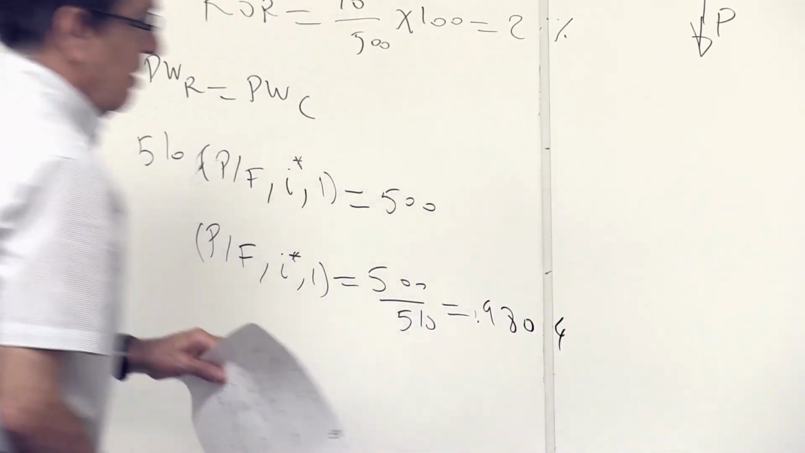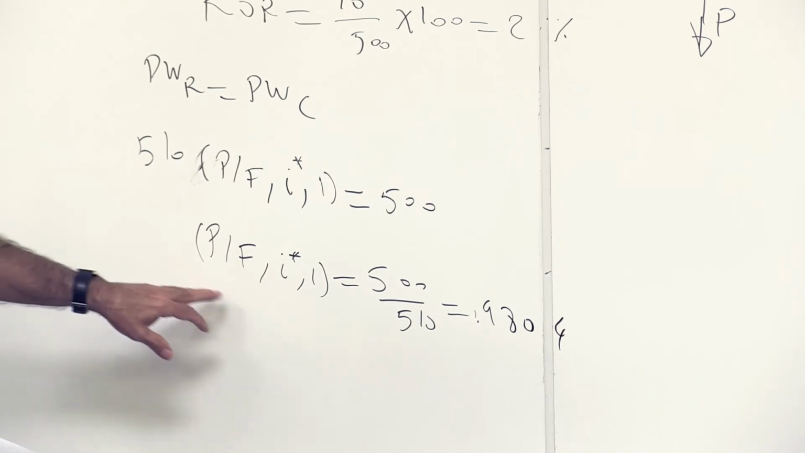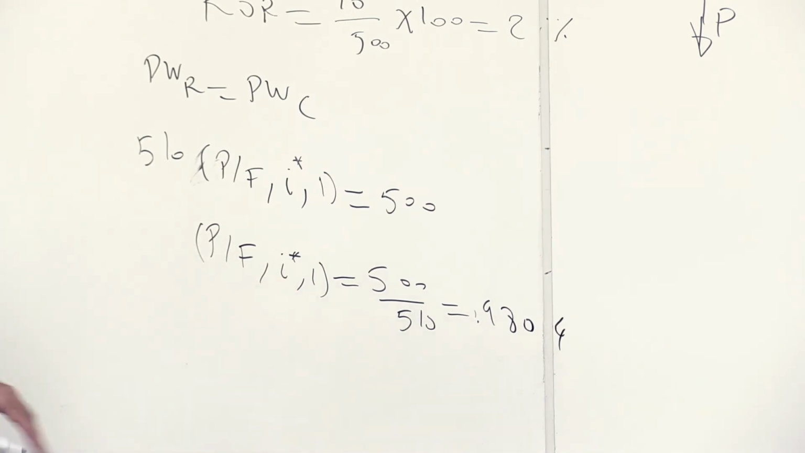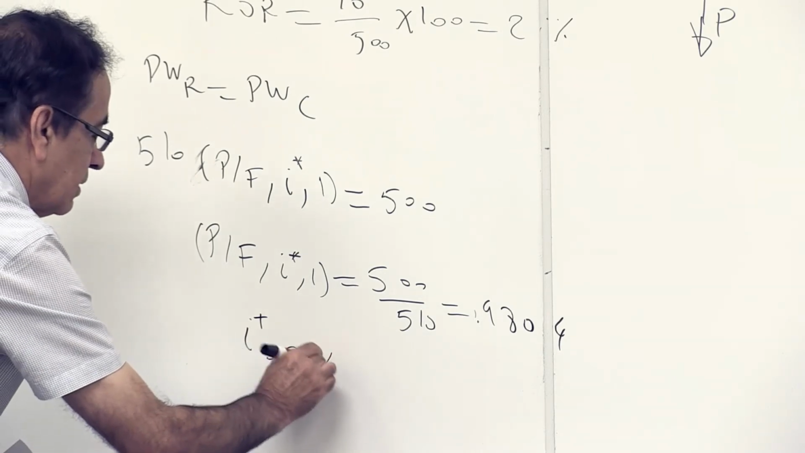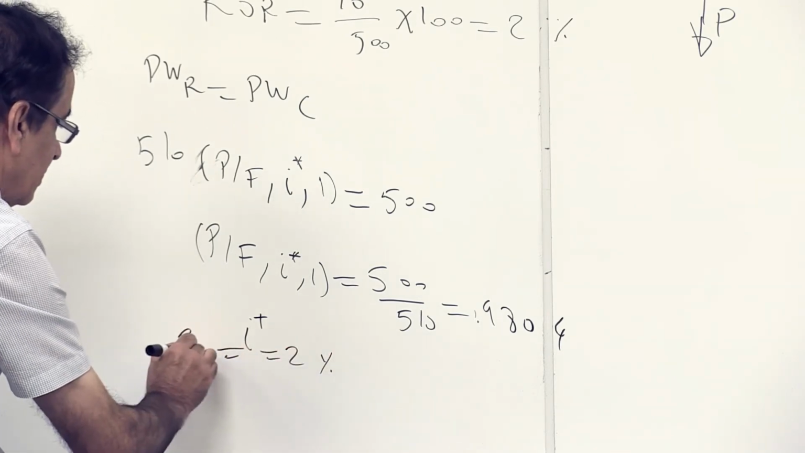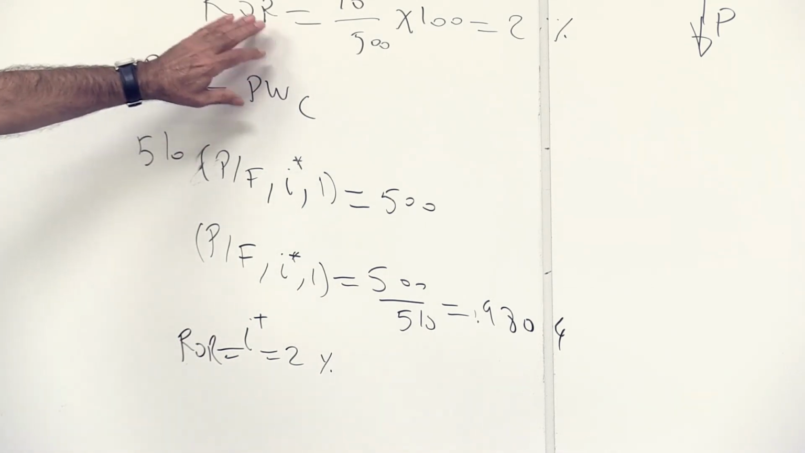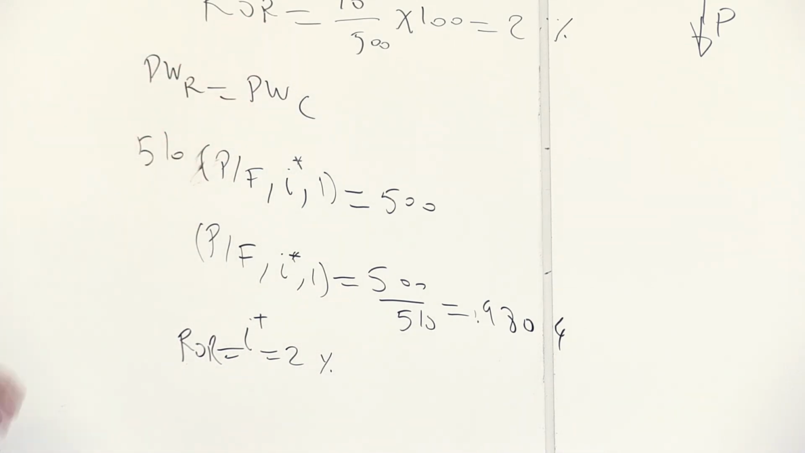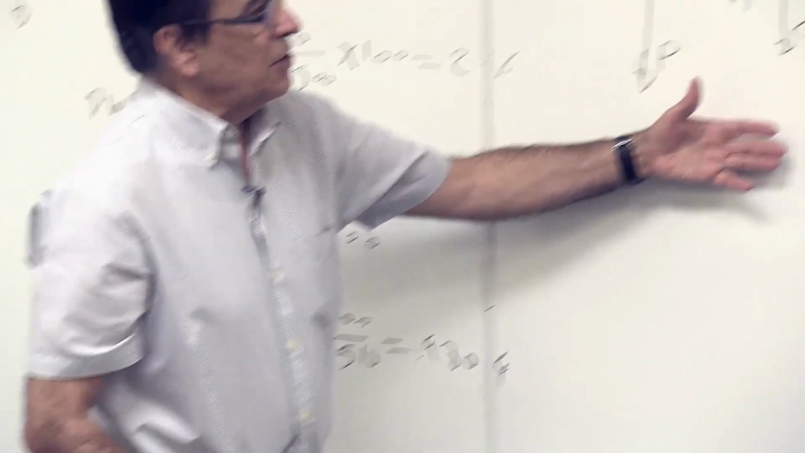If you find this number, it's approximately 0.9804. If you go to the table at the end of your book, for P given F, for 1 period, the closest you can get for i star is going to be 2%. That's basically your rate of return here. So it's the same result we get based on the simple definition of the interest rate. But when you have more than one single payment, then you have to use this general equation.